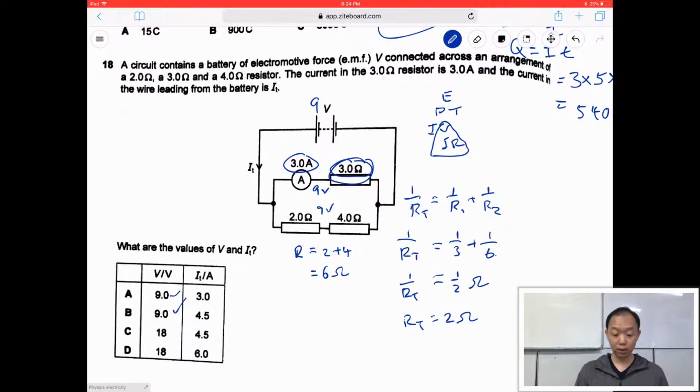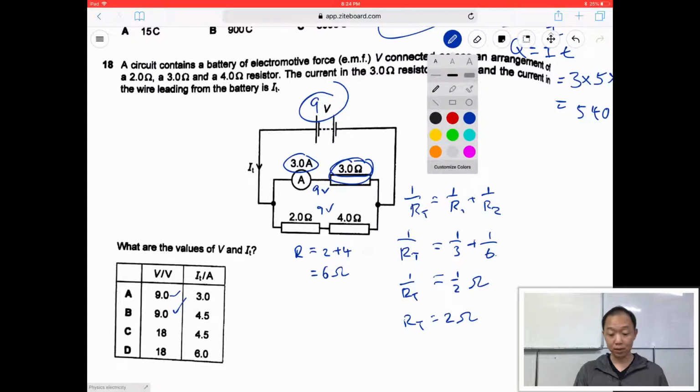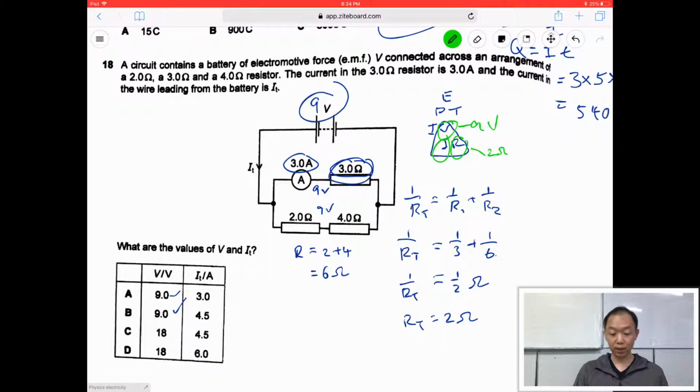So now I have RT equals to 2, I have the voltage equals to 9. What can I find? Let me just highlight what I have. So voltage is 9, R is 2, I can find I. So how to find I? 9 volt divided by 2 ohm equals to 4.5 ampere. So answer is B.